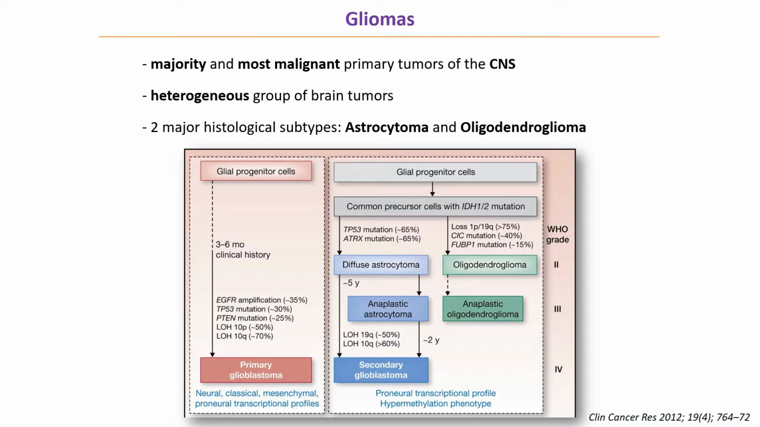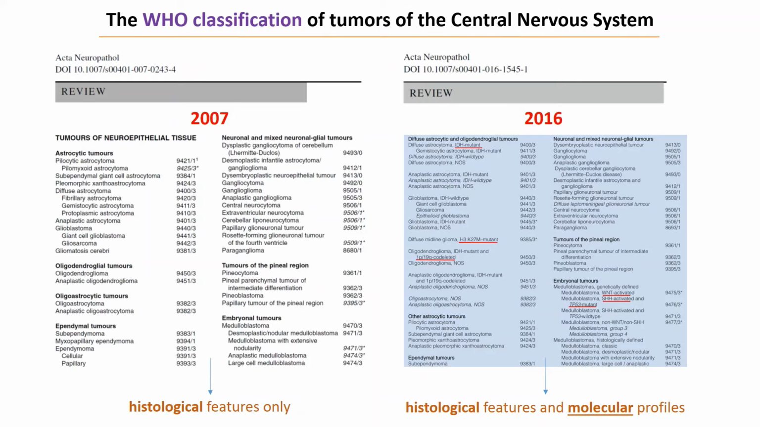Indeed, the most recent 2016 WHO classification of tumors of the CNS reflects a paradigm shift, in which the traditional histology-based glioma diagnostics was replaced with an integrated histological and molecular classification, which allows a more precise tumor categorization.